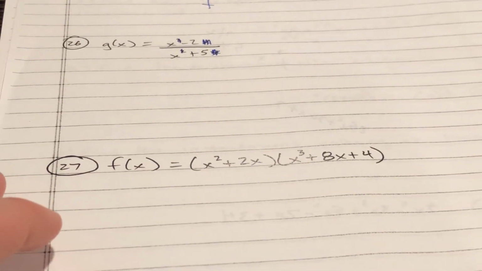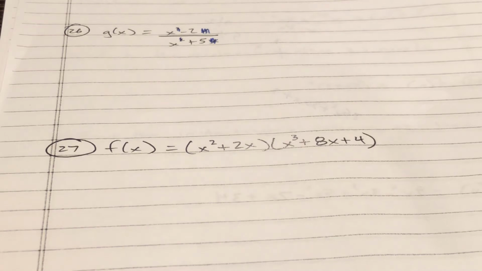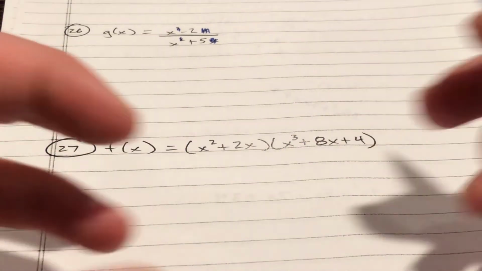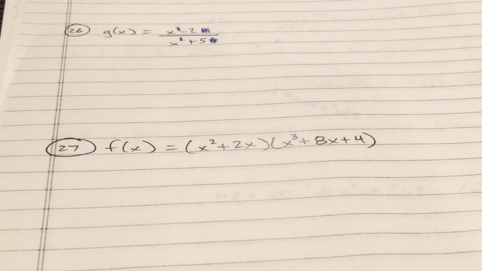Again, you could use product rule in 27 if you wanted to. I'd want you to simplify it, or you can distribute right away. 2 by 3, you get 6 terms. Simplify them together, and then just use the basic power rule, whatever you want. That is the quiz review.